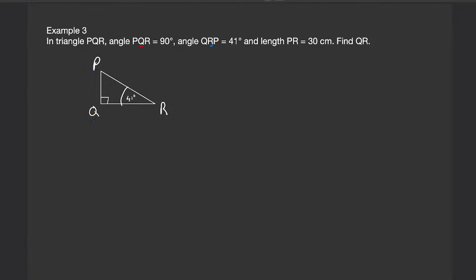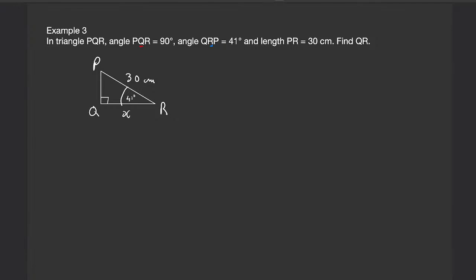We also have a length. PR is equal to 30 cm. PR is the side that is opposite our right angle, so that side is 30 cm. Find QR, and let's give it a symbol x, an unknown variable we are finding for. QR is the side that the angle sits on.